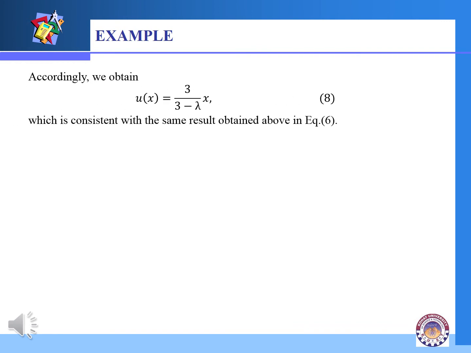Accordingly, we obtained u of x is equal to 3 by 3 minus lambda x, which is consistent with the same result obtained above in equation 6. Thus, u of x is independent of the choice of u naught of x.